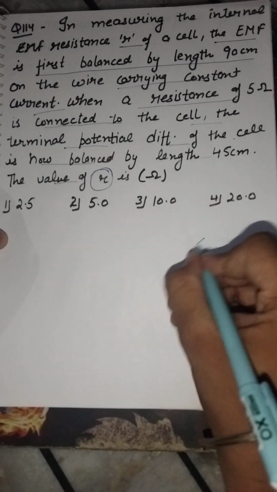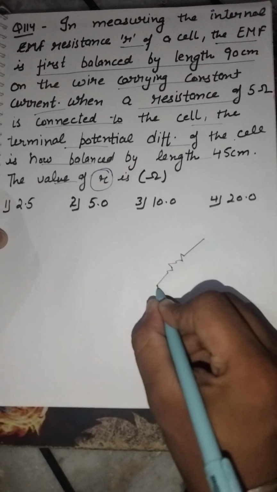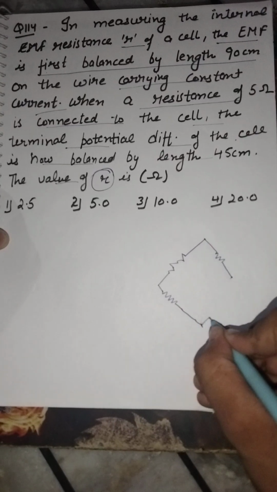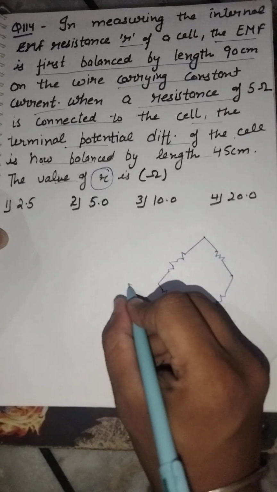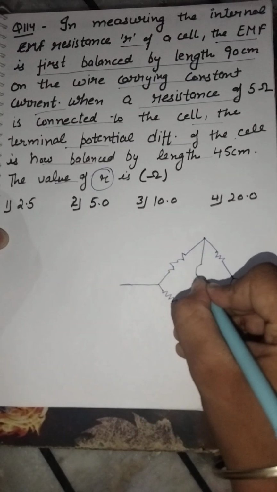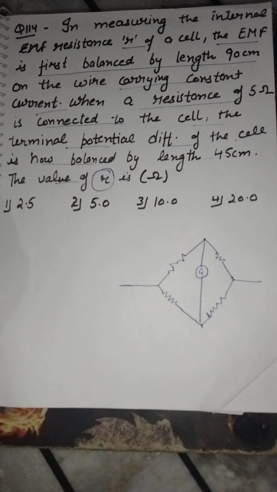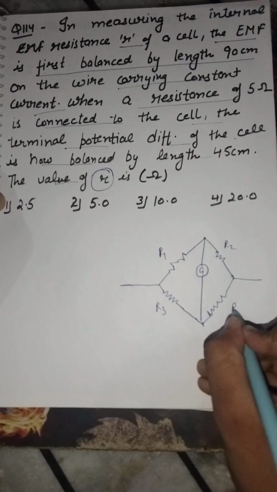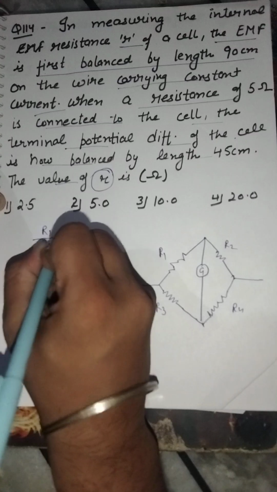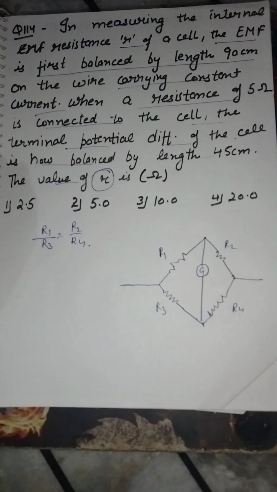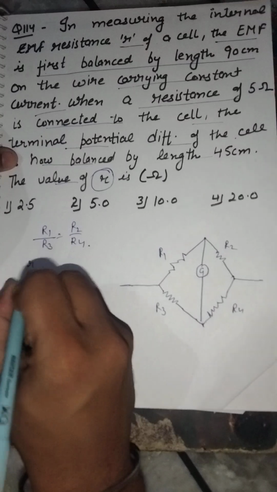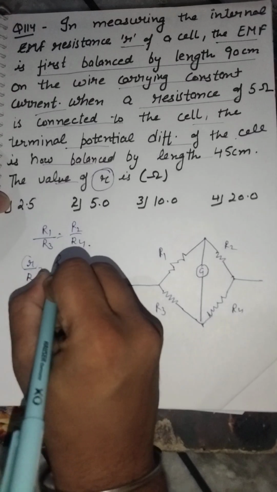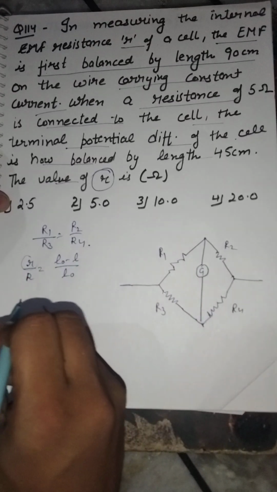This question is solved by using the Wheatstone bridge. In a Wheatstone bridge, we have 4 resistances that are connected in this way, and a galvanometer is connected in this. In the Wheatstone bridge, R1, R2, R3, R4, R1 by R3 is equal to R2 by R4. Now we apply this formula. Small r is our internal resistance, capital R is equal to (L naught minus L) upon L naught.